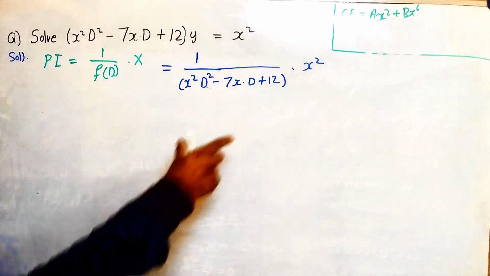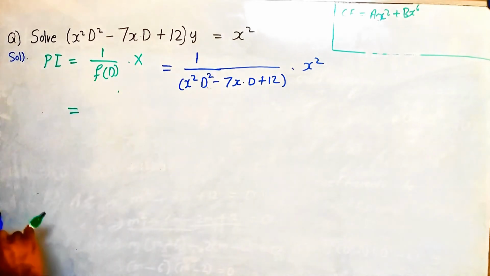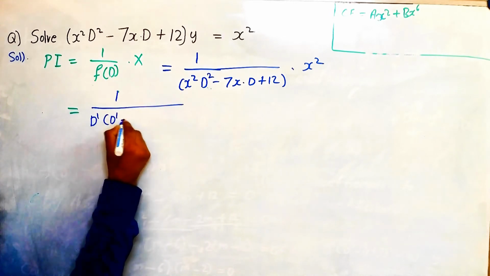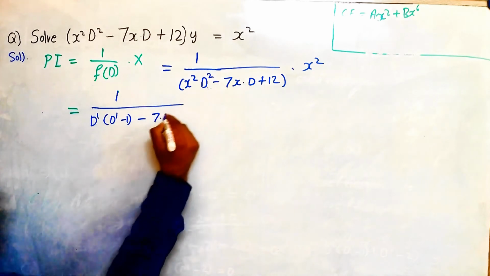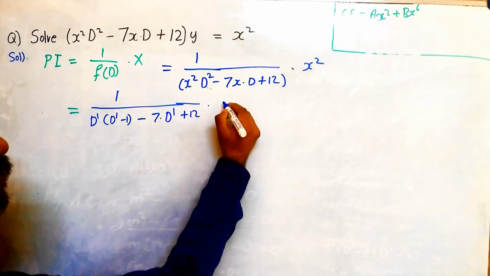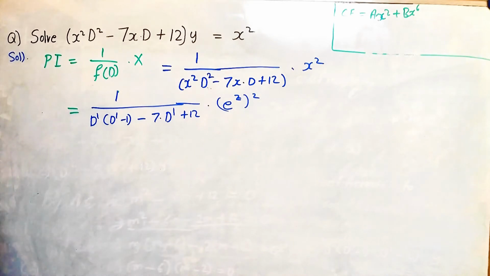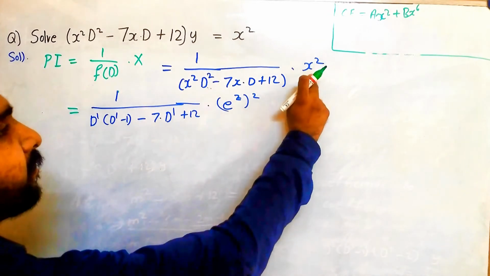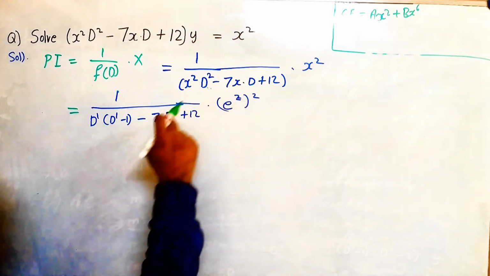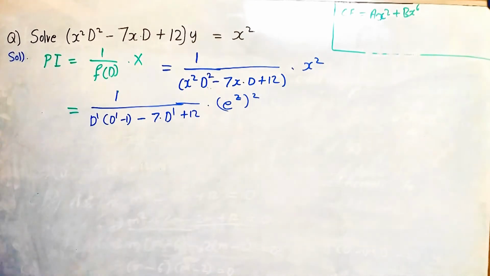Also, we have to replace the terms here, is it? So by replacing the terms, we can write this as 1 by x square d square means d dash into d dash minus 1, minus 7 into xd means d dash, plus 12 into x square means e to the power of z whole square. Because we know x is equal to e to the power of z and x square d square is equal to d dash into d dash minus 1 and xd is equal to d dash, as we mentioned in the beginning of the problem. Just replace the values.